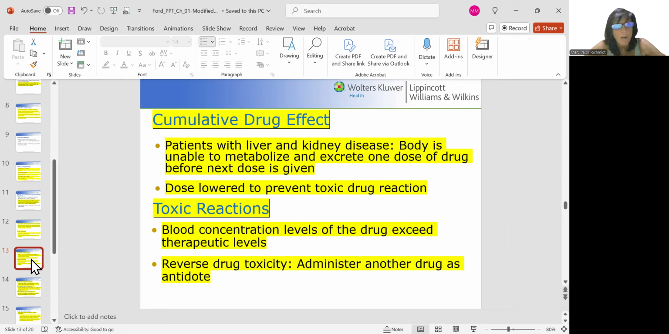Okay. Some drugs have antidotes, which we can give, right? So if somebody's toxic, say with a benzodiazepine, we can give them flumazenil, and that can reverse the toxic effect. But not all drugs have antidotes.